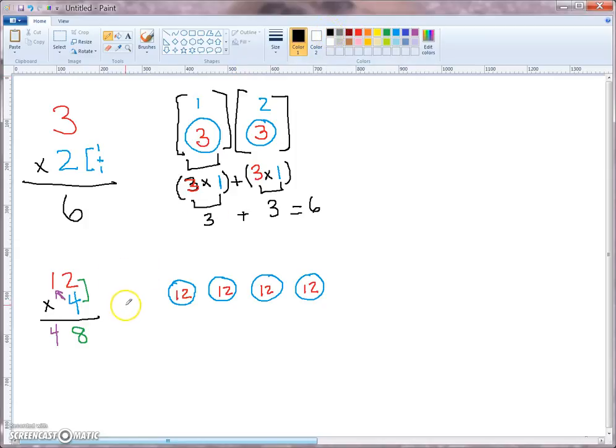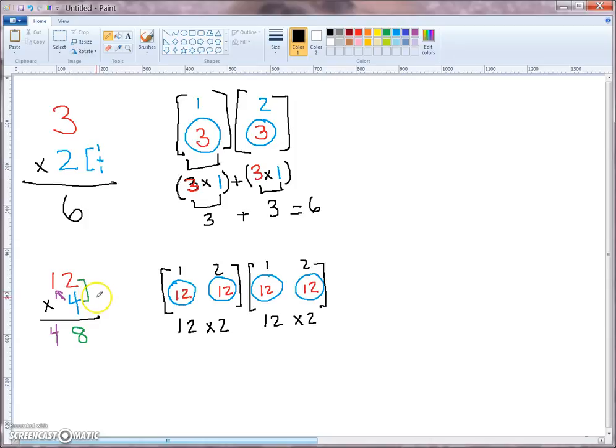Now, let's try if I were to separate this one out. This is literally taking 1, 2 groups, 1, 2 groups, right? So something times 2 groups, something times 2 groups. What are we multiplying by the groups? How many are in each group? It's 12. 12.